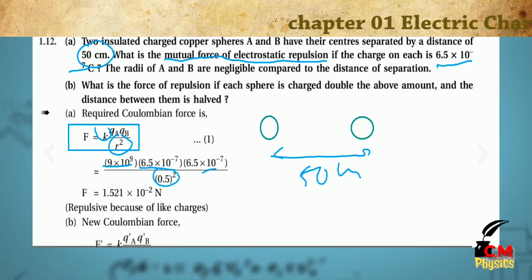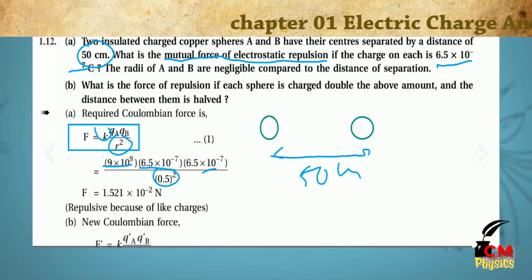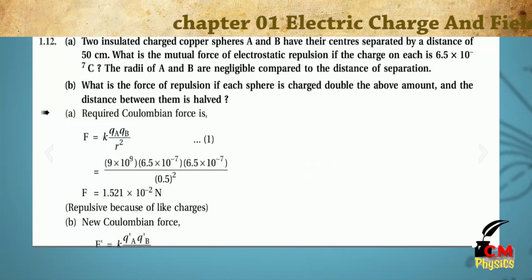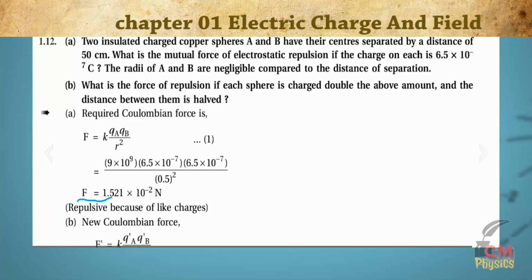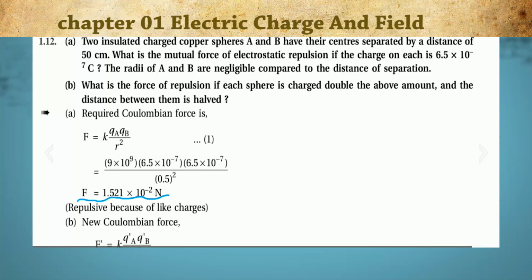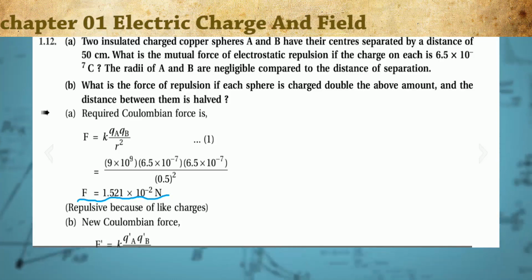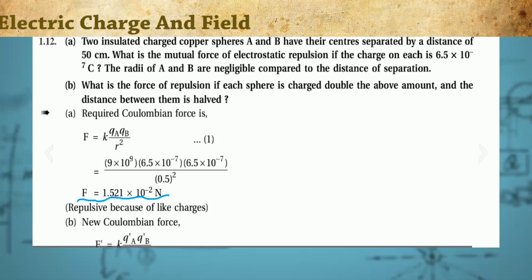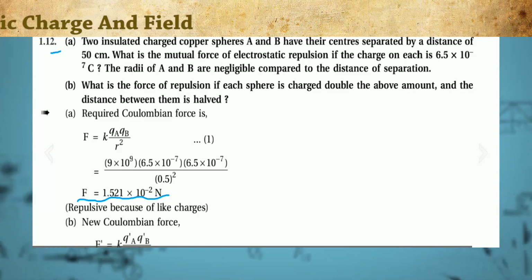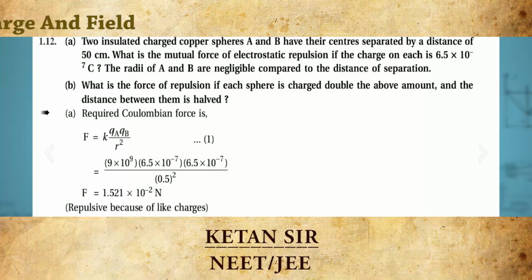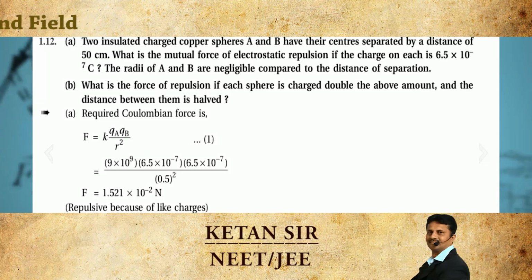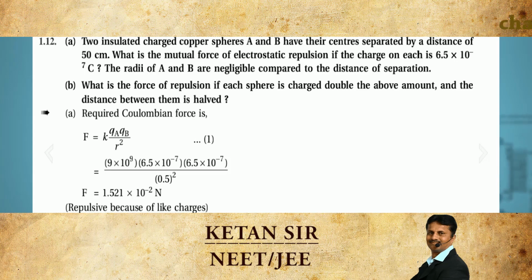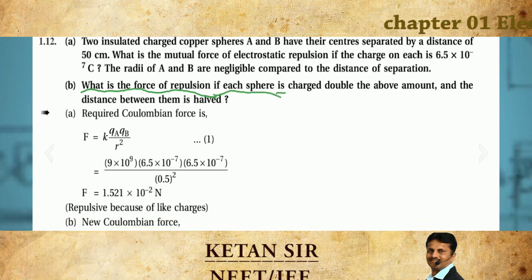converted into meter, then its value is 0.5 square. After calculation we are getting the answer. The repulsion force is F equals 1.521 into 10 raised to minus 2 Newton. Its first part is very easy and the second part has some normal things. What is the force of repulsion if each sphere charge is doubled?